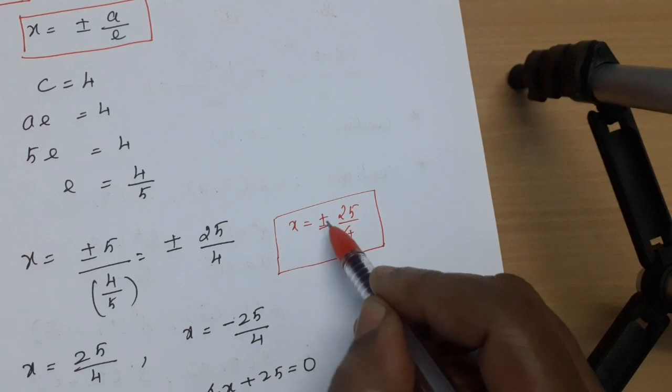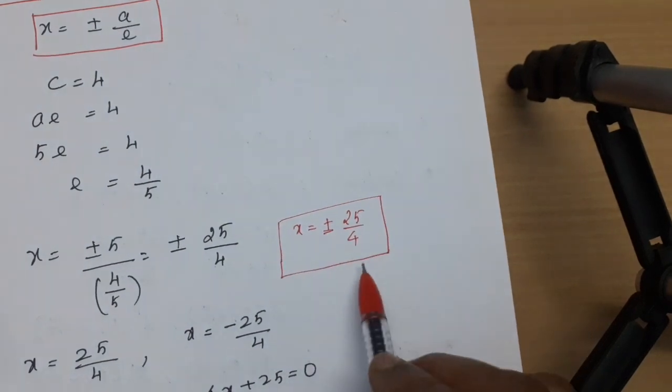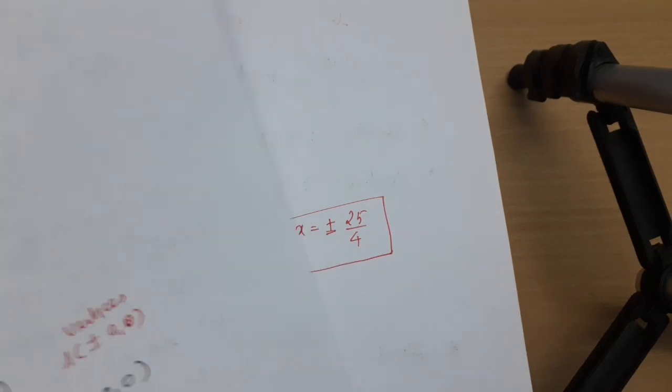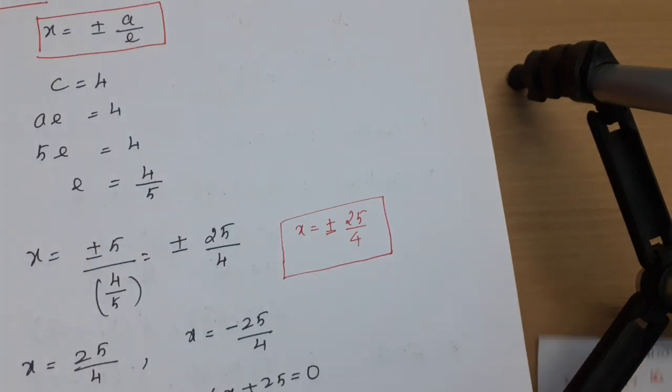The book has given the answer. The directrix is nothing but plus or minus 25 by 4. The book itself is given in tabular form. I will write it separately for you. If you rewrite like that, you can easily understand it, as well as for your clearness.